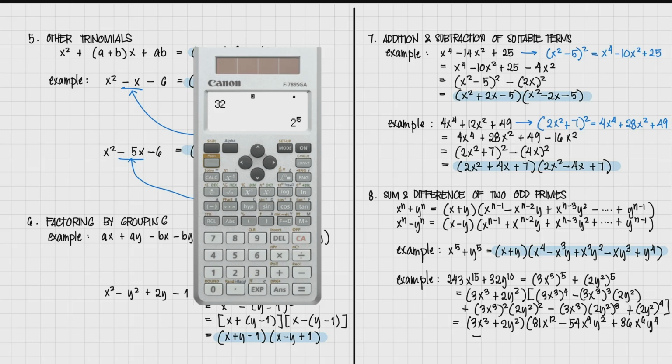Minus 3 times 2 raised to 3, which is 24, times x raised to 3, times y raised to 2 times 3, which is 6. And then lastly, positive 2 raised to 4 is 16 times y raised to 2 times 4, 8. So, yeah. So, that's the factor. Okay. So, I think that's it for factoring and special products formula.